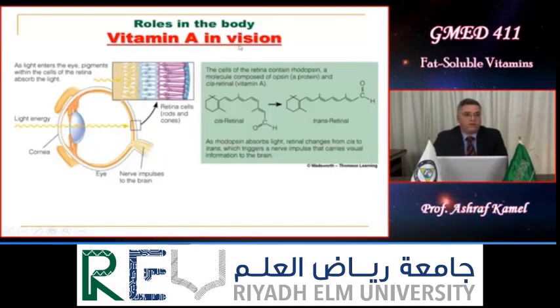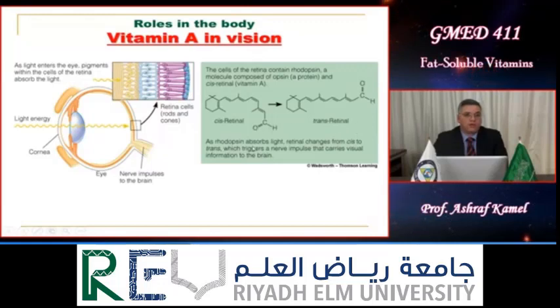Vitamin A in vision. What is the role of vitamin A in vision? If you see this diagram of the eyeball, when the light rays fall on the retina, they act on the photoreceptors, which are the rods and the cones. When the light falls here, it initiates the transformation of cis-retinal to trans-retinal.